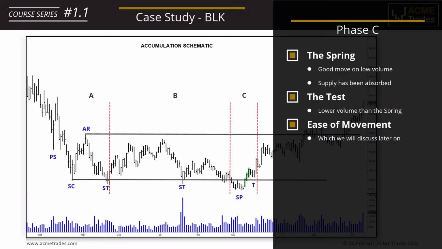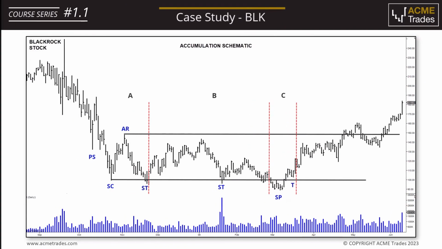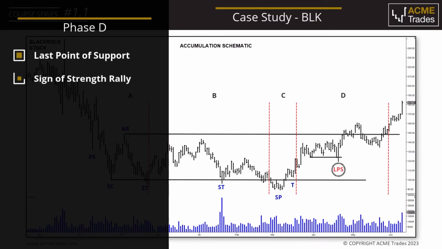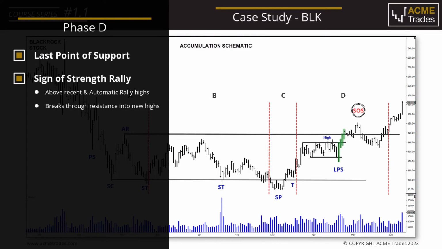From the spring and the successful test, we move into phase D. We have a last point of support over here that produces a sign of strength rally above recent highs and above the automatic rally high over here. We have just broken through the resistance from our accumulation schematic into new highs. And then we have some backing up action over here, which holds the level of support which would be made from this price action over here.